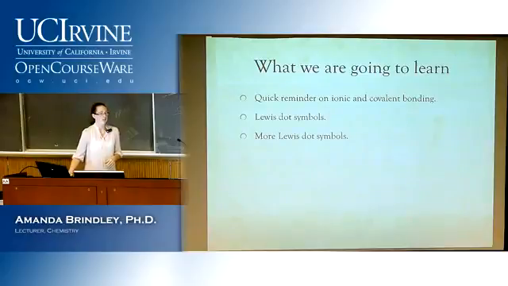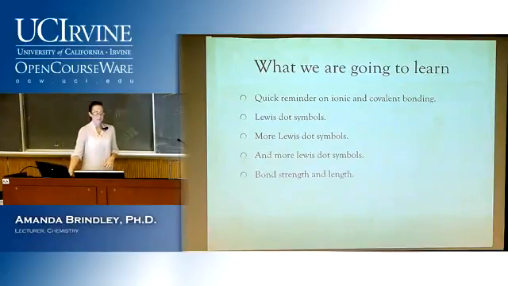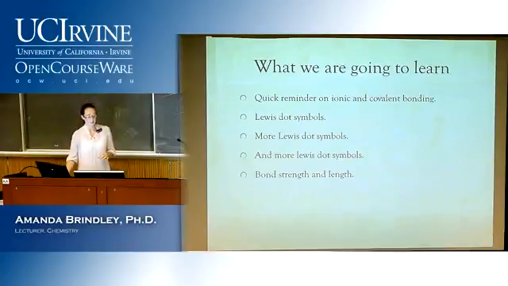Then we're going to do some more Lewis dot structures that are even more complicated. And more Lewis dot structures. Really, chapter 2 is kind of all about Lewis dot structures and getting good at them. Once we've really got that down packed, we're going to do some bond strength and length comparisons so that we can see how they're related to each other.